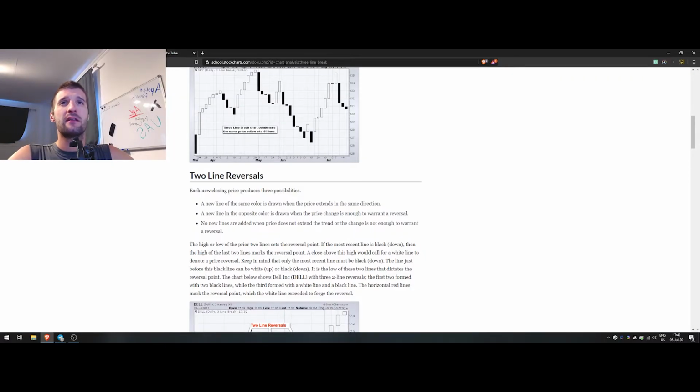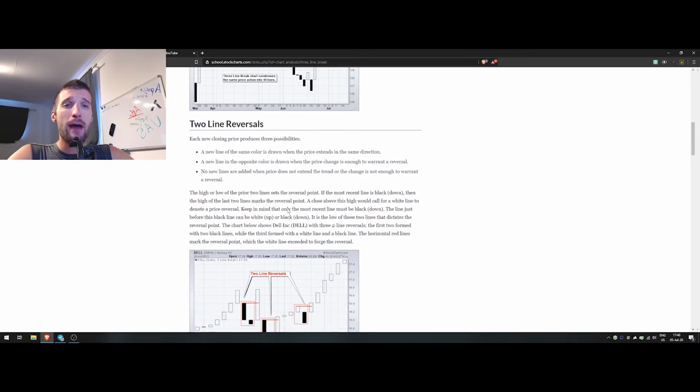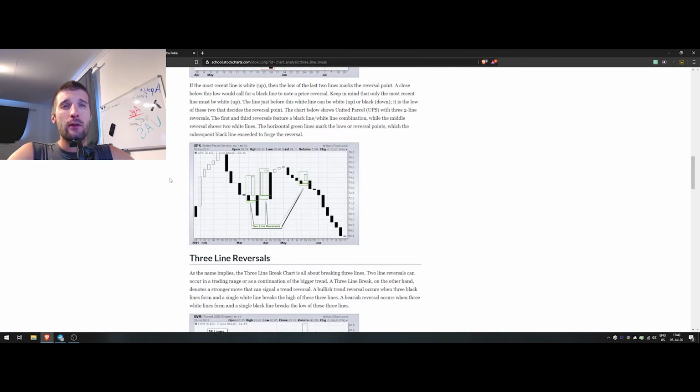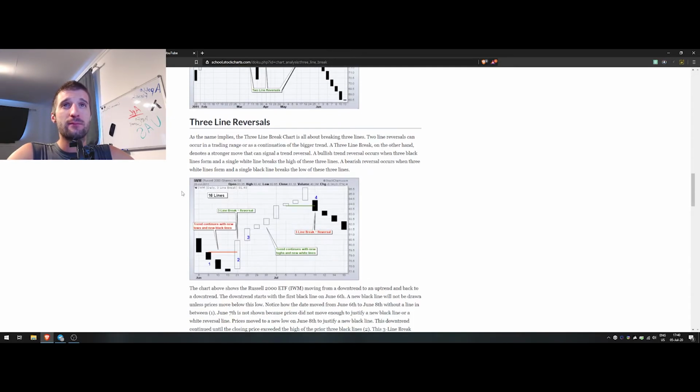Now that's something that is called a 2-line reversal pattern over here, and we did respect every single aspect of this pattern. Now there is one more, and I was looking for evidence whether we also respected the 3-line reversal, and I can tell you that we did, and I'm just about to show you how this actually works.